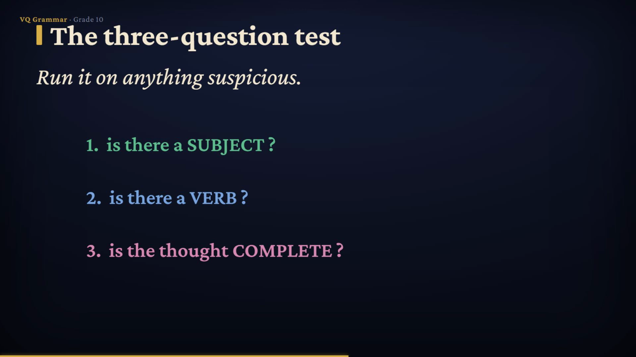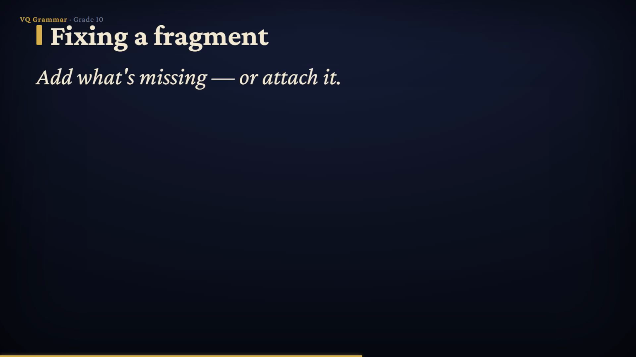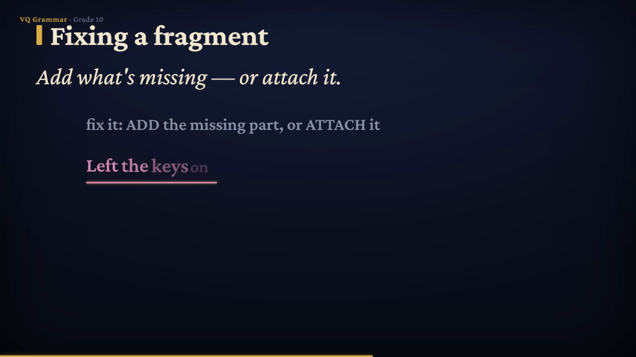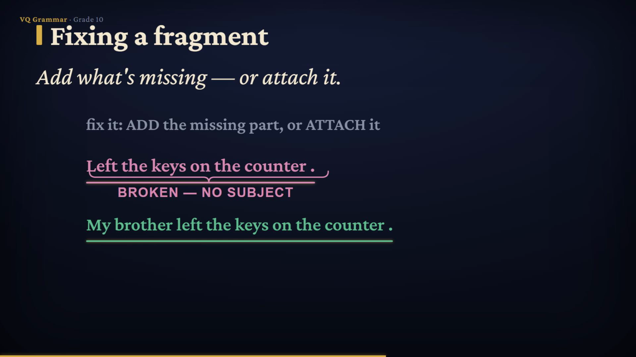Run those 3 questions in order, and here's the rule that ties them together. If the answer to any one of them is no, then what you're looking at is a fragment, not a sentence. So let's put the repair kit together, because there are really only 2 moves. Move 1. Add the missing part. Here's a broken one. Left the keys on the counter. There's a verb, left, but no subject, so it's broken. Supply the subject and watch it heal. My brother left the keys on the counter.